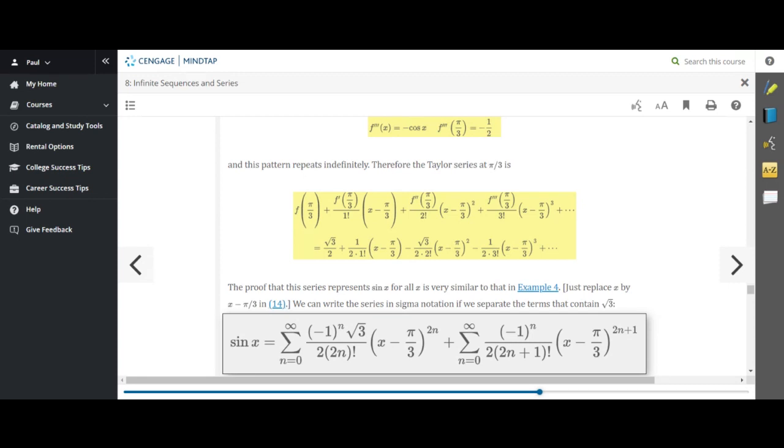Okay, so it's kind of an interesting problem for sure. For your particular problems in your homework, normally you'll be able to get the representation of the function with just one power series, but this one needed the sum of two power series. Okay, are there any questions on that?